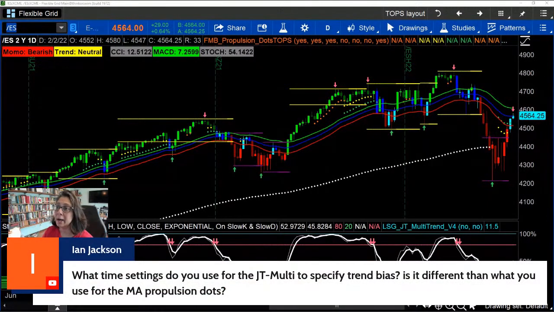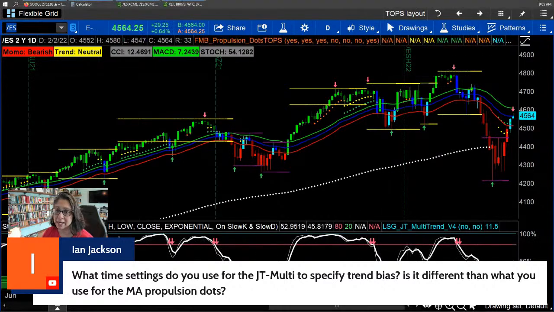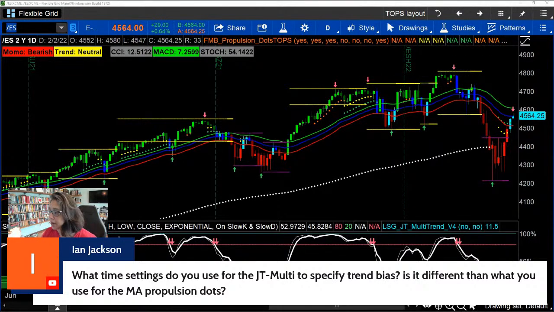All right, first up, Ian asks: what time settings do I use for the JT multi to specify trend bias? Is it different than what I use for the MA propulsion dot? So when we talk about time settings and the JT multi, great question. Let me grab my drawing tools here.